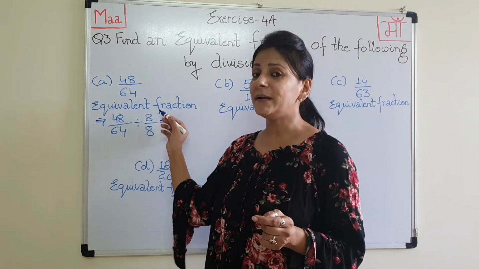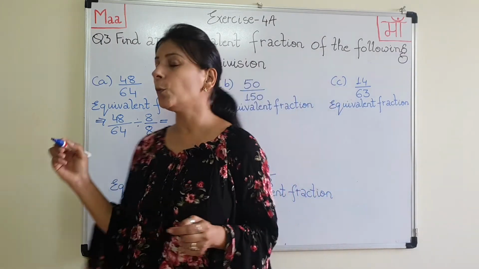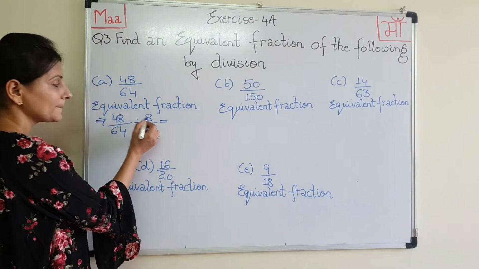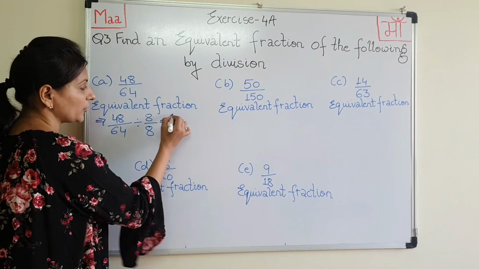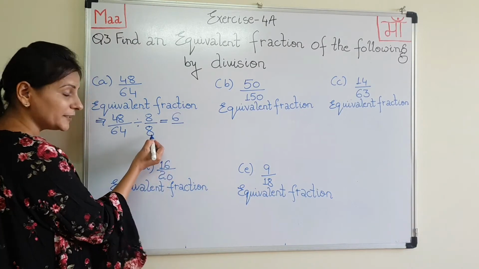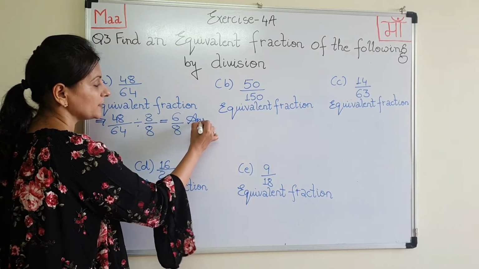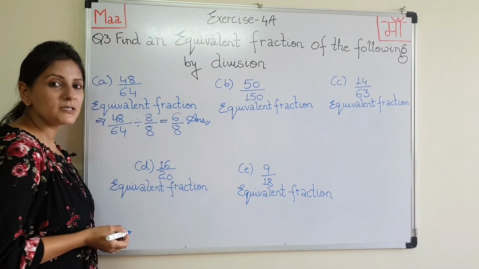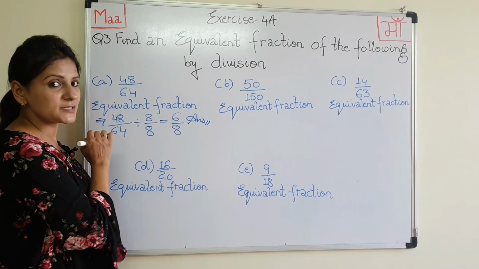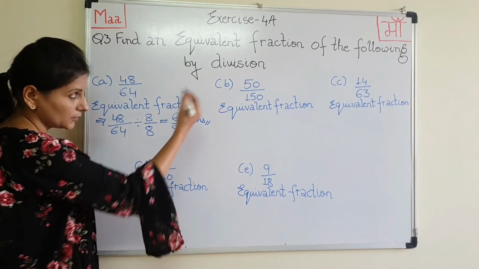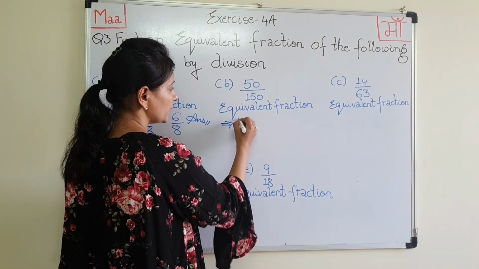So here I am dividing it by 8. So when you will divide 48 by 8, in the table of 8, 48 comes 6 times, and in the table of 8, 64 comes 8 times. So 6 upon 8 will be the answer of this 48 upon 64 after division. Let's move on to the next part.